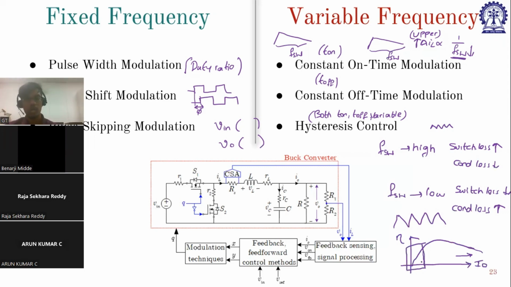That's why for light load conditions, they will not use pulse width modulation. They use something called pulse skipping modulation that we'll be discussing in the upcoming slides. So for light load, there are multiple modulation techniques which will increase the efficiency at light load.